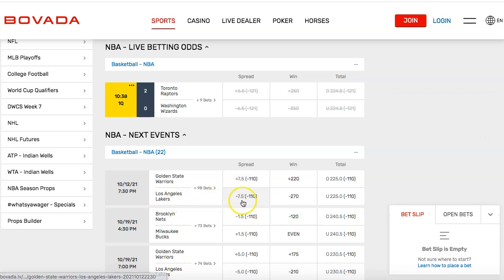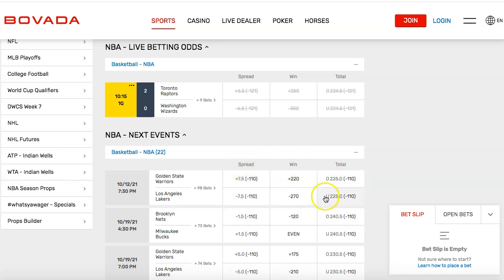Now, if you take the Lakers, they have to win by 8 points or more. So that's why it says 7.5. Obviously, there's no half points, right? So that means they have to win by more than that. So if they win by only 7, you would lose this bet if you took the Lakers, right? Meanwhile, the Warriors can lose by 3, 4, 5, 6, 7 points, and you would still win the bet, okay? Because they're plus 7.5. That means that's how many points you're getting. Does that make sense? So you could do the spread over here, or you could do the money line.